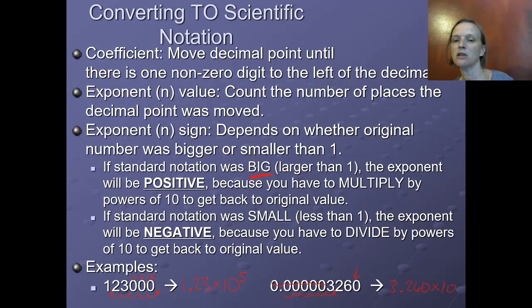Times 10 to the, how many times did I move the decimal point? 6. 1, 2, 3, 4, 5, 6. Times 10 to the 6, but that is a negative 6 because this number, my starting number, was small. It was less than 1, and I reflect that less than 1 with this negative exponent.